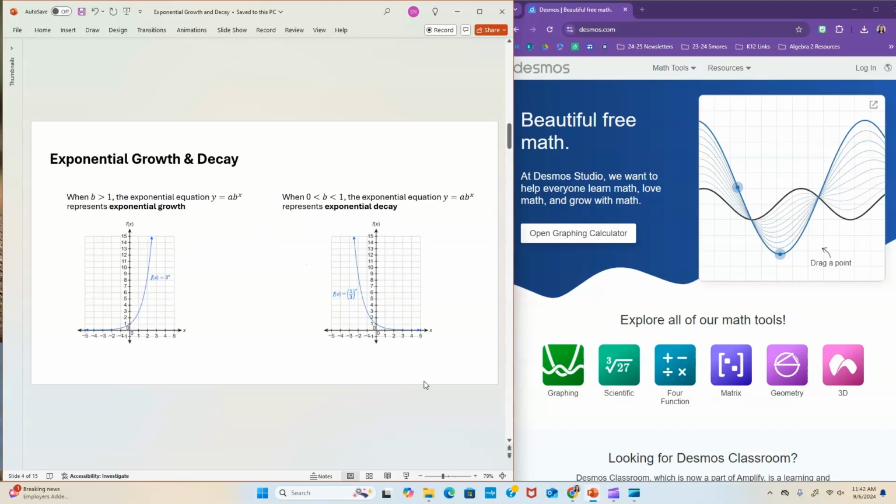If we look at the graph of these equations, we can see whether we have growth or decay. Notice here if we have f of x equals 3 to the x, so that's a b that's bigger than 1, you can see the function is increasing as we go to the right. This is exponential growth. If we have f of x equals 1/3 to the x, that's a b value that's between 0 and 1, so this represents decay. You can see the function is getting smaller and smaller as we go to the right.